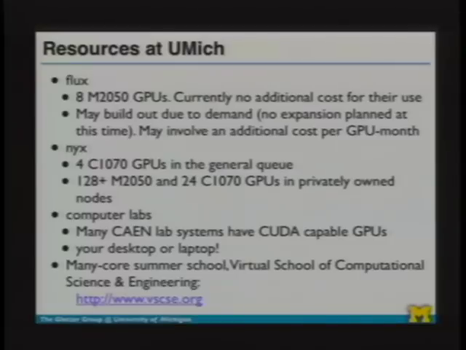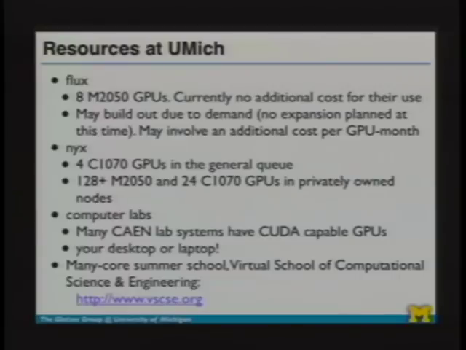If demand for these increases, so if all of you go out and start programming CUDA tomorrow and all of a sudden there are hundreds of job requests every day for those GPUs, they will build out and add additional ones, but there are currently no concrete plans to do that. And if they do build it out, they may charge extra for GPU core months versus CPU core months.